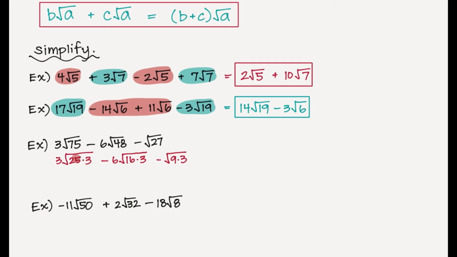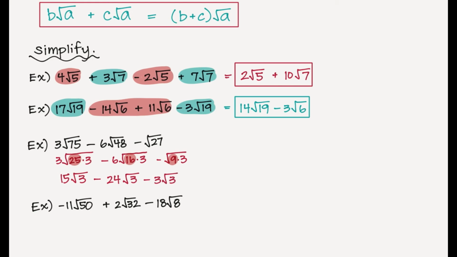So I can take the square root of 25 and the square root of 16 and the square root of 9 so that I have 3 times 5, which is 15 radical 3. And I have negative 6 times 4, which is negative 24 radical 3. And then I would also have minus 3 radical 3.